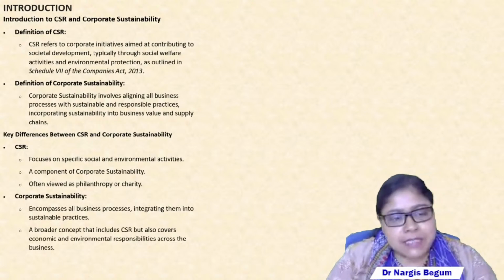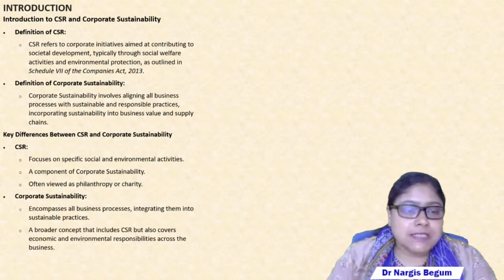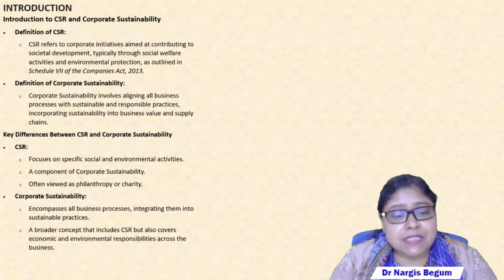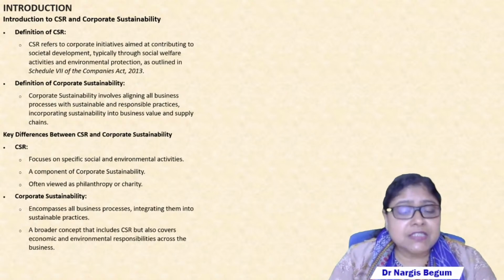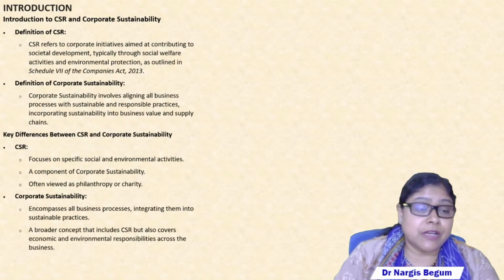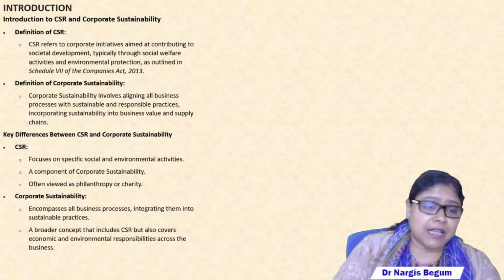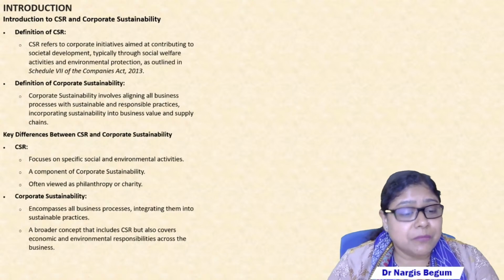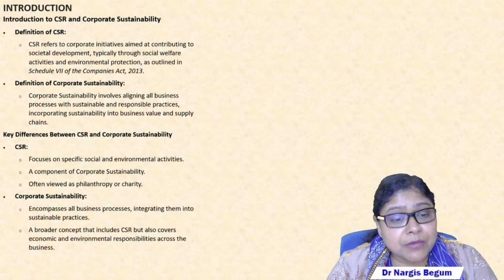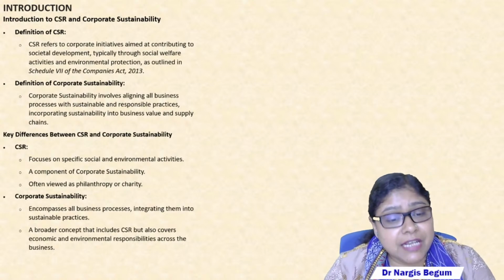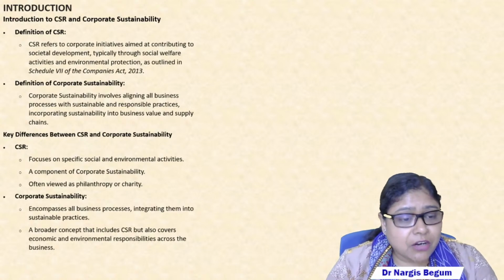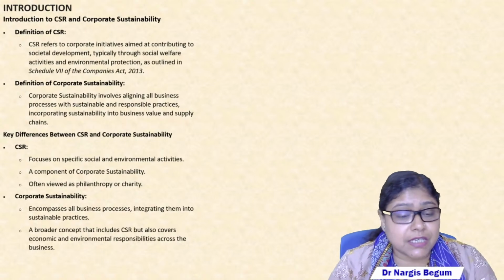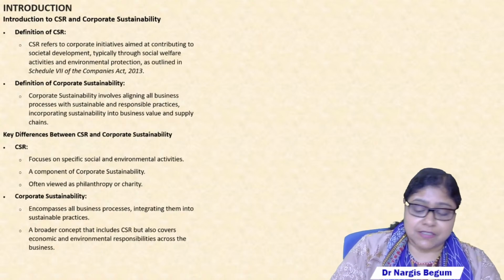thus incorporating sustainability into business value and supply chain. Now, what basically is the difference between corporate sustainability and CSR? CSR focuses on specific social and environmental activities, whereas corporate sustainability encompasses all the business processes, all the activities relating to the businesses, integrating them into sustainable processes. So CSR concentrates only on social and environmental activities, while corporate sustainability concentrates on all the business activities, integrating them into sustainable practices. CSR is one of the components of corporate sustainability, and it is often viewed as philanthropy or charity by companies. But corporate sustainability is a broader concept that not only includes CSR, but also covers the economic and environmental responsibilities across the businesses.